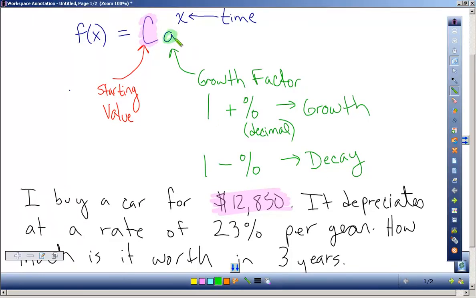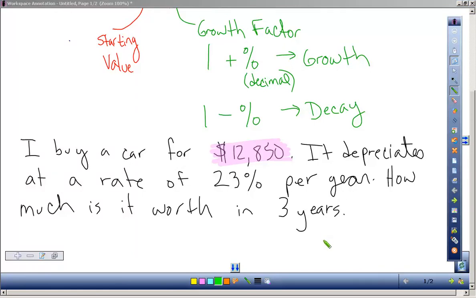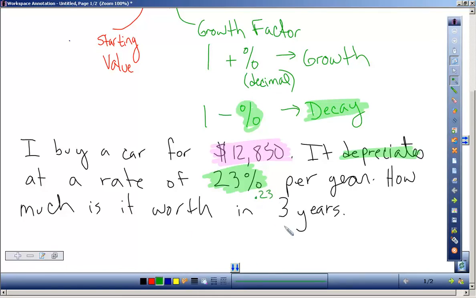Now we need to be able to find a growth factor. Growth factor, what is this number going to be? It's either going to be 1 plus or 1 minus something. Depreciates tells me that it is decaying. It is going down. So that means I want to use 1 minus a percentage, and that percentage is going to be 23%. Now we also said that you want to make sure you change percentages to a decimal, so this would be 0.23. We want to make sure we do use the decimal version of that.